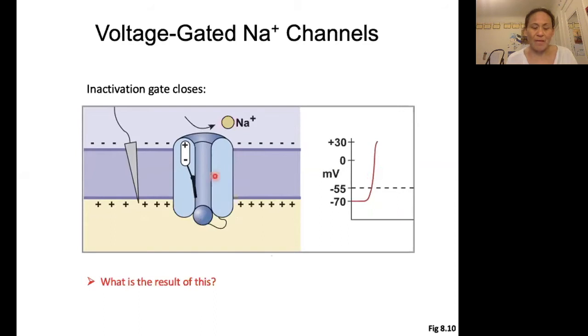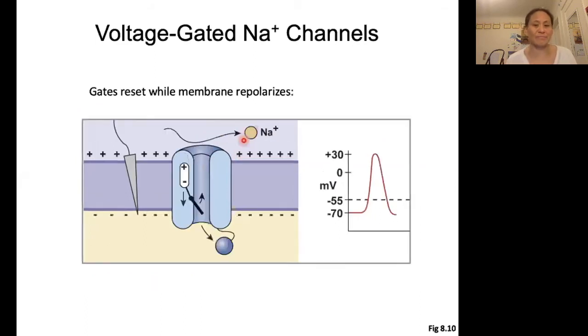Let's stay here. Okay, so membrane potential is going to come back down because sodium is no longer coming in to depolarize the membrane. Also remember that the other thing that's happening that's not shown here in this diagram is that potassium channels are opening, and that is also bringing the membrane potential down, okay? All right, and then finally, sort of at the end of the action potential, these gates are going to slowly return to their original positions.